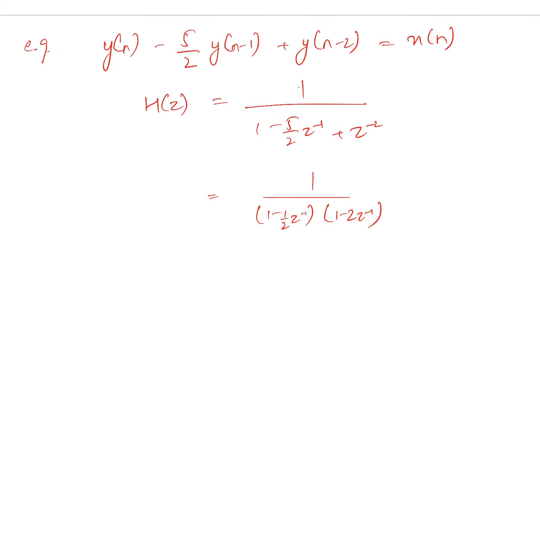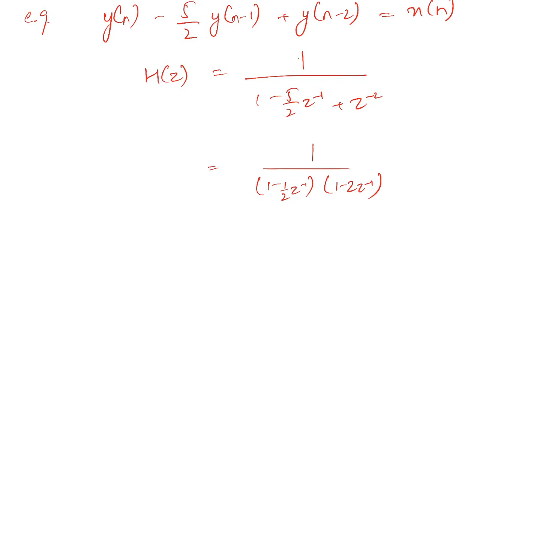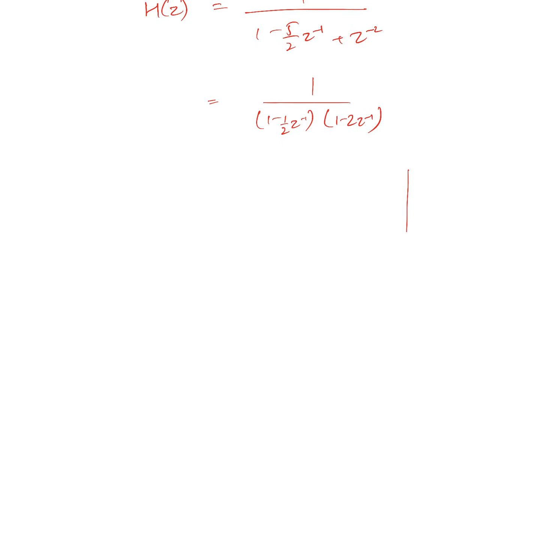Seeing the location of the poles of this rational function, or what we call the transfer function, there are three possible choices of ROC. So let's see. In the complex Z plane, if I draw this unit circle, one pole is located at 1/2 and another pole is located at 2.